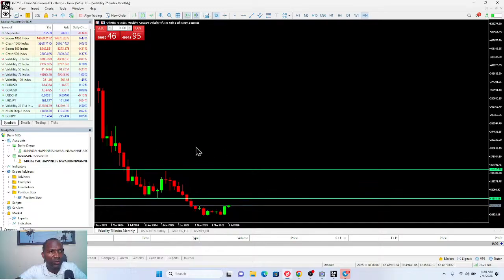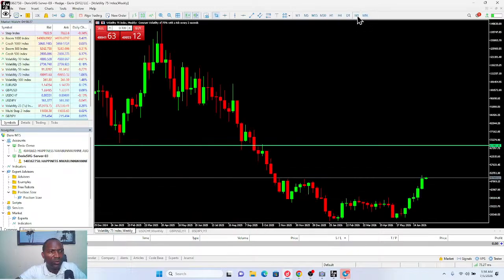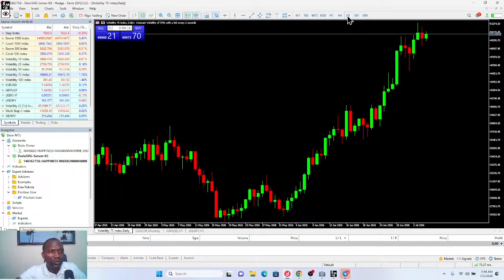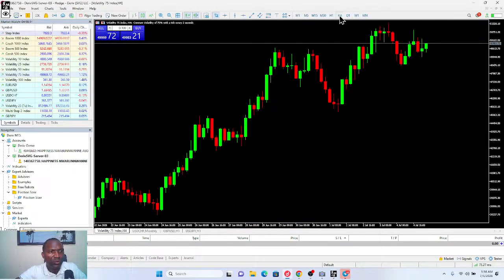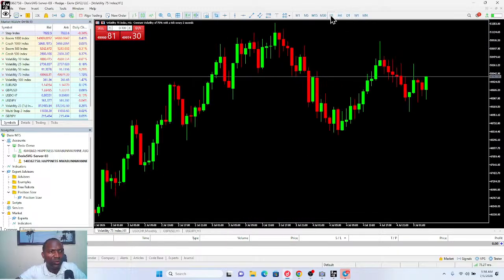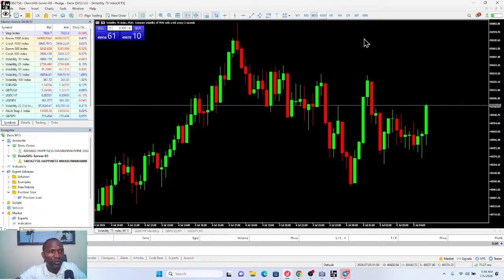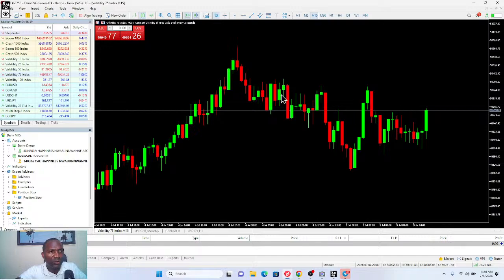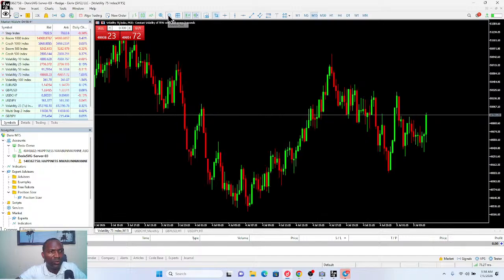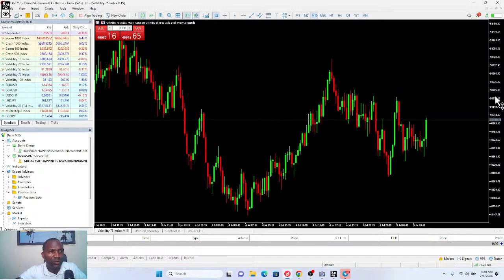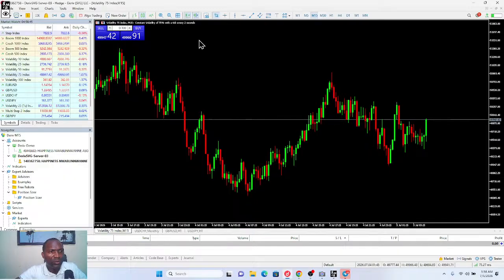So this is the pattern, this is the resistance, this is support. I'm expecting maybe the market can reverse there and go straight up here, go straight here, go straight here, and stop here. Now all you need to do is to wait to see back.